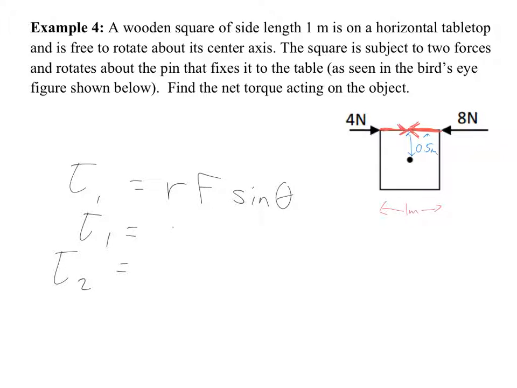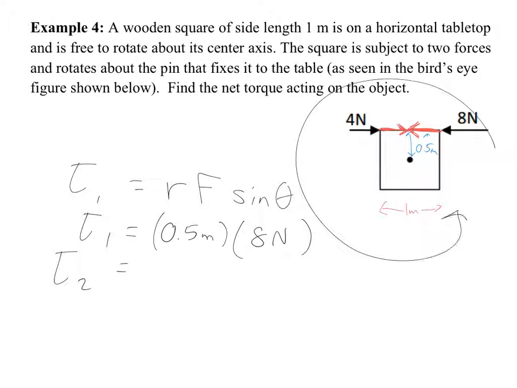So it becomes the lever arm times the force. Now, because the 8 Newton force is causing it to rotate counterclockwise, we're talking about this as tau 1. We call that positive. So the answer is simply 4 Newton meters here. And then tau 2 is r times F times sine theta again.